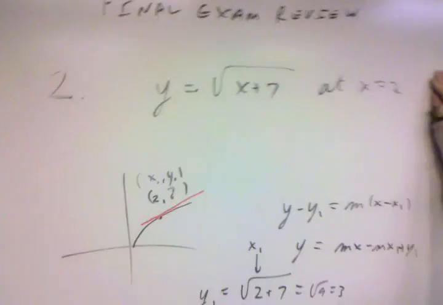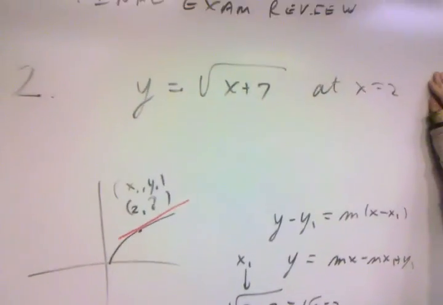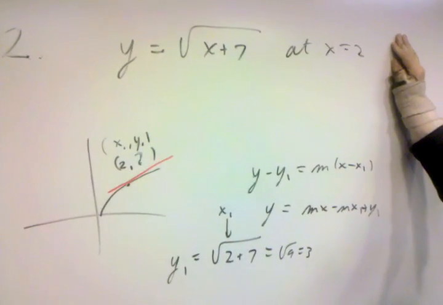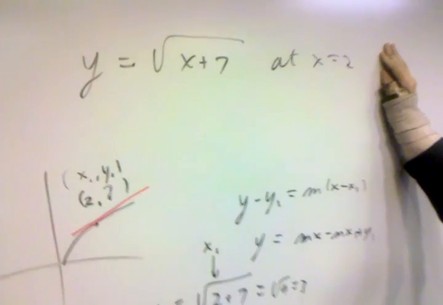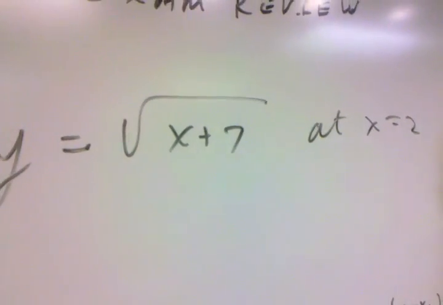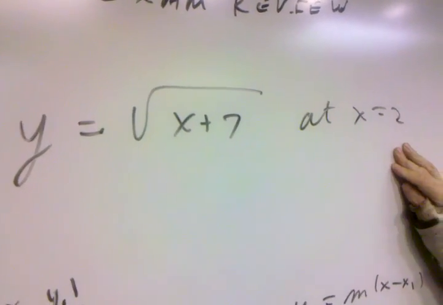This is problem number two on our sample final exam. It says, given this function y is square root of x plus 7, find the tangent line to this graph at the point x equals 2.